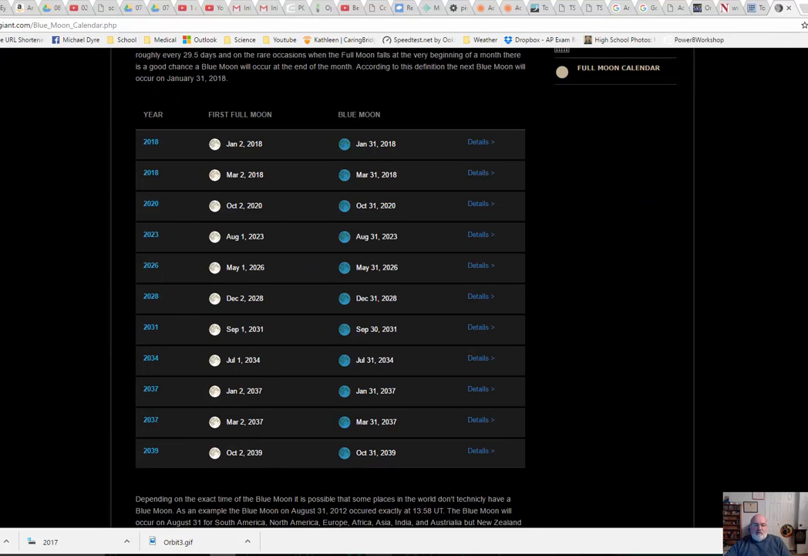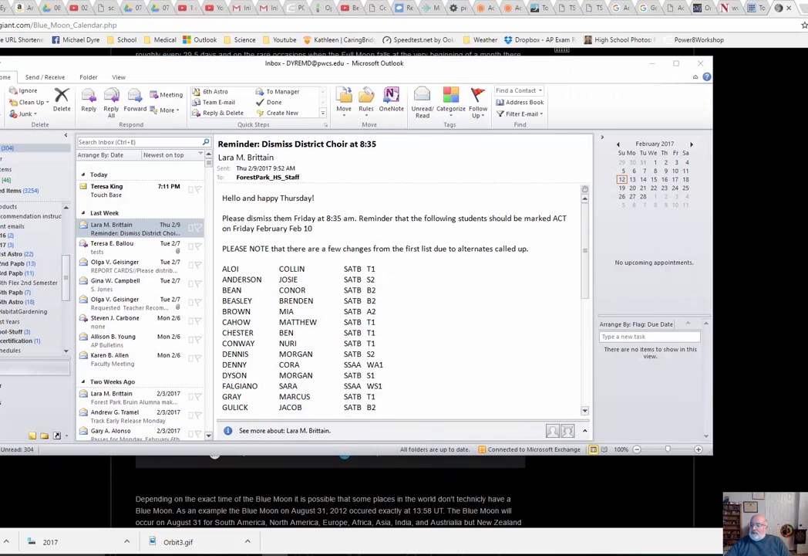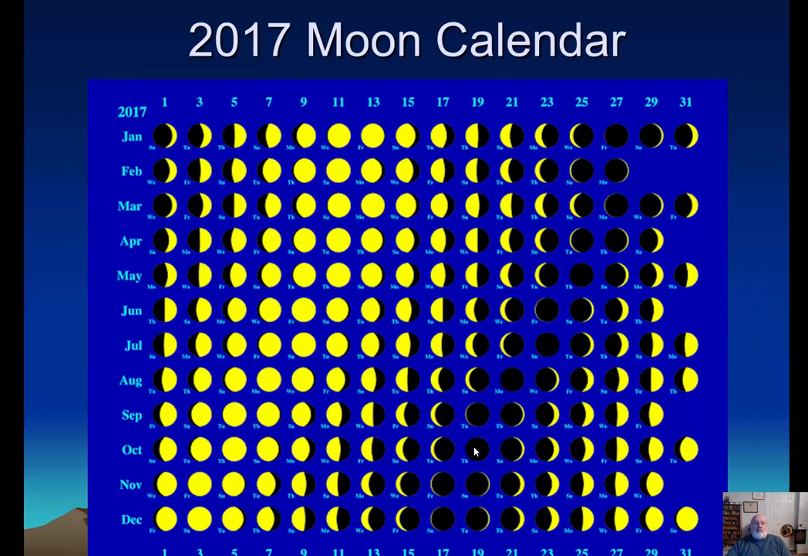Okay, so let's go back to, that's not what I wanted. Let's go back to here. And here's the 2017 moon calendar, and you can see that we don't have really any full moons all the way through December, and that's why we're going to have one in January, because it's really close on the 31st of December. And that means we'll have 2 of them in a month with 31 days. And of course, it's a lot easier to have these for 29.5 days if we have 31 days in the calendar.